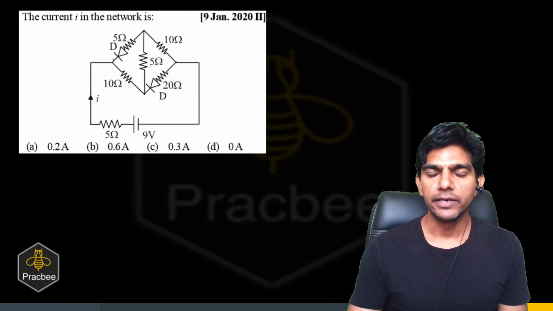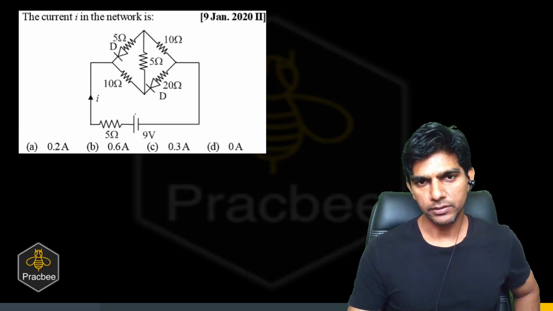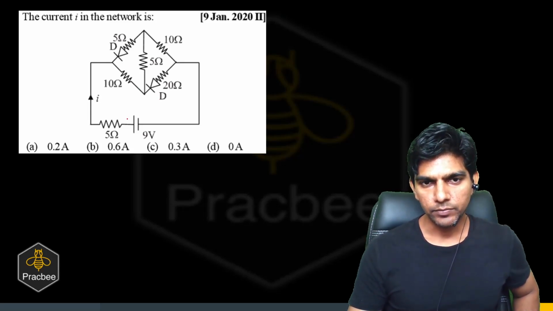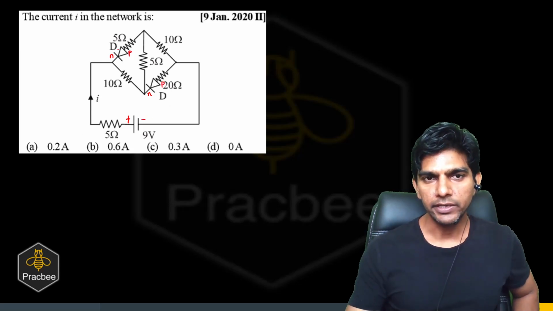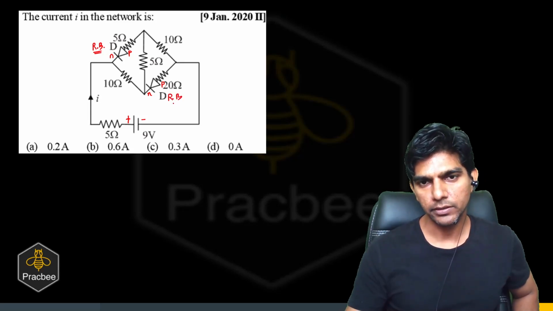So the current I in the network. We have been given 2 diodes, 6 resistors and a battery like this. Can you see the N side of the diode is connected to the high terminal, and the P side is connected to the low potential? So we can say both these diodes are reverse biased.